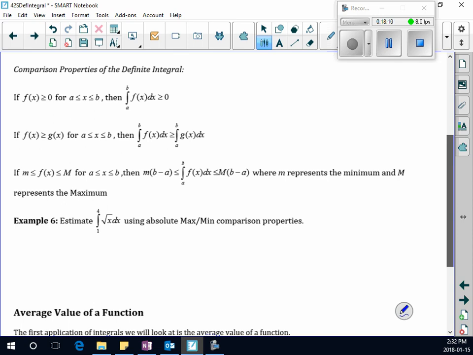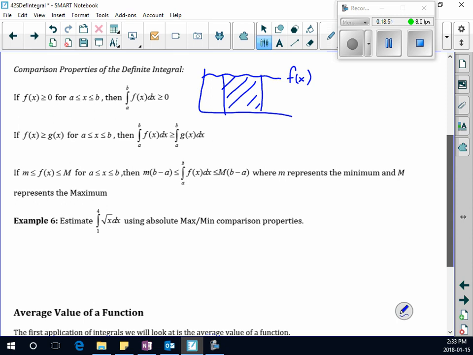Okay, the comparison properties. If the function is positive, meaning it's above the x-axis, for x between a and b, then the integral from a to b of f of x has to be positive. Let's think about that for a second. Does it make sense to you? If the function is positive, that means it's above the x-axis, right? And finding the area above the x-axis is positive, so it makes sense that the integral would then be positive, yes?